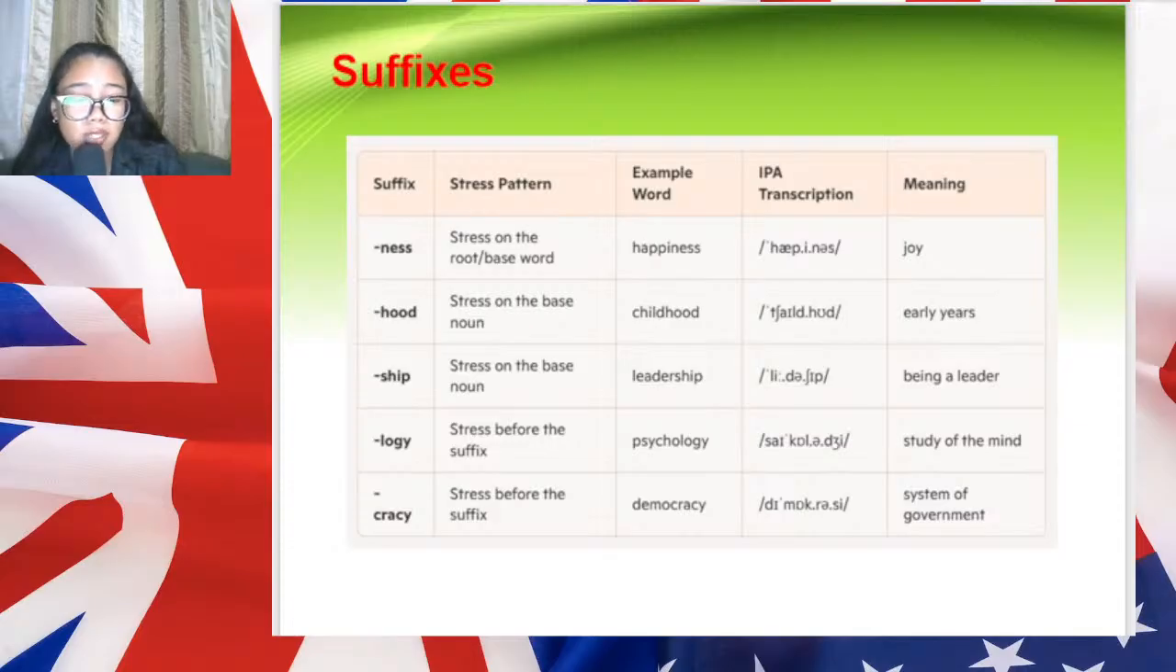So this is one of English's most reliable stress rules. The -ical ending pulls the stress softly to the third syllable from the end, like in central. You'll hear these words. That's -ology, and then -cracy, which is stress before the suffix, like in democracy, the stressed syllable is moc. Democracy. I think that's the last one.